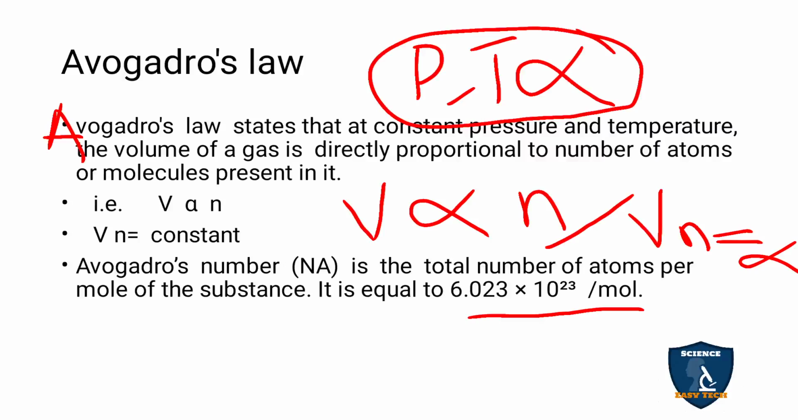So in Boyle's law, the temperature is constant and the volume is inversely proportional to the pressure. In Charles' law, what is constant? Pressure is constant and volume is directly proportional to the temperature. In Avogadro's law, the pressure and temperature are constant and volume is directly proportional to the number of atoms or molecules. So these are the three fundamental laws.